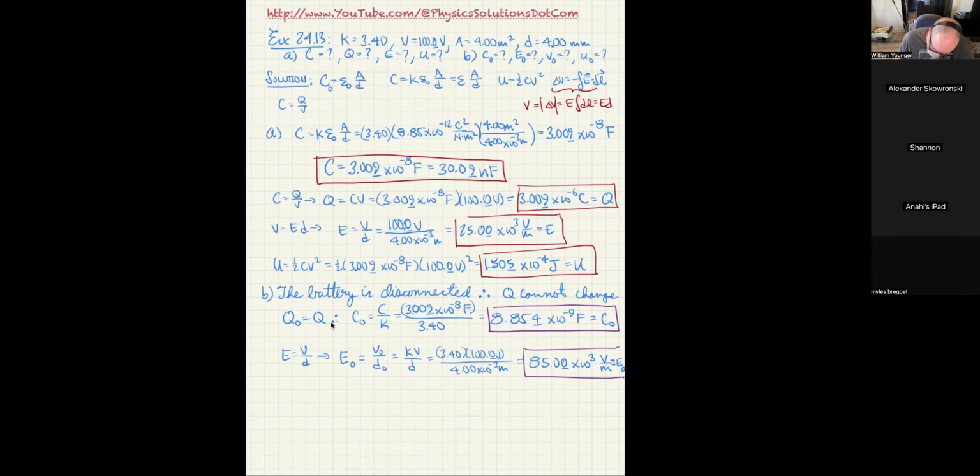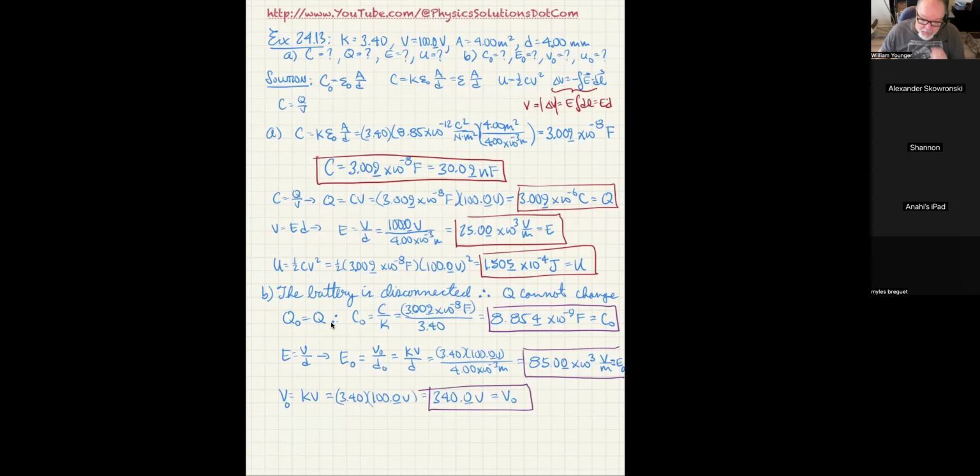Next, we need to do the new voltage, and we just figured out what the new voltage is. The new voltage V is equal to K times the old voltage, and technically I'm supposed to put the zero on the new one and the non-zero on the old one. So now that's going to be 3.40 times 100.0 volts, and that gives me 340.0 volts is equal to V0. I'll box that off. And now we've got the voltage of the new setup.